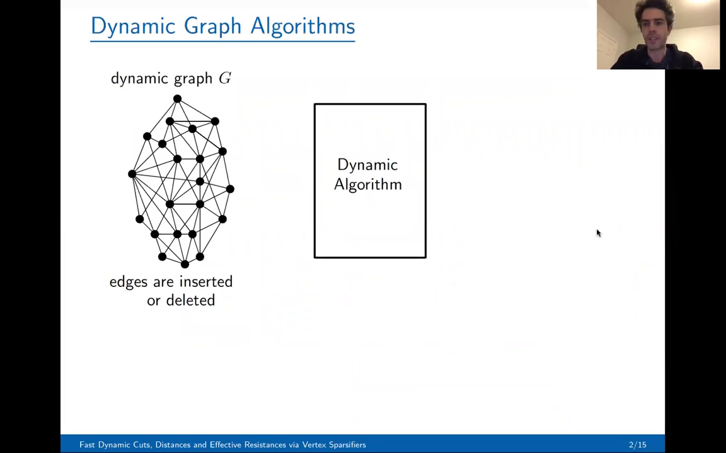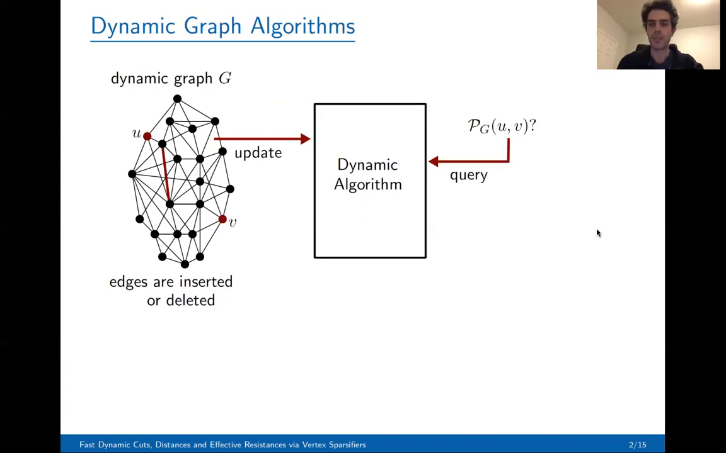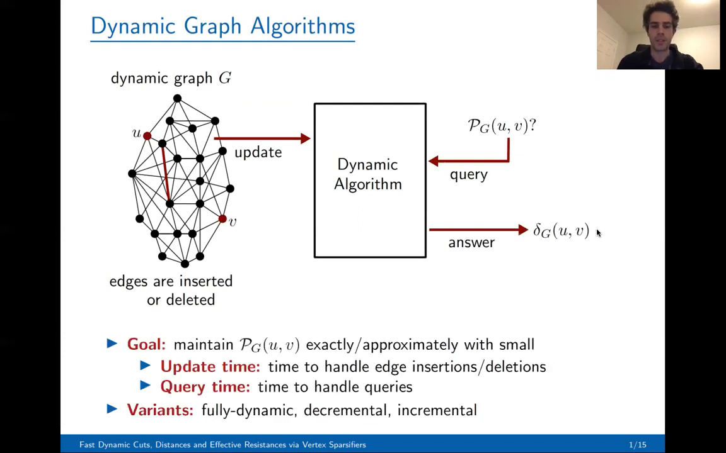In dynamic graph algorithms, the goal is to come up with a data structure that maintains a graph which undergoes edge insertions and deletions. At any time, the dynamic algorithm must also be able to answer a query about a pairwise graph property in the graph G. In other words, we would like to maintain G either exactly or approximately, and we would like to achieve small update time, which is the time to handle edge insertions and deletions, and small query time, which is the time to handle queries.